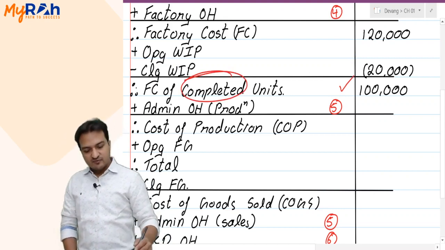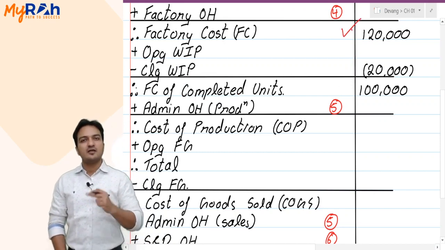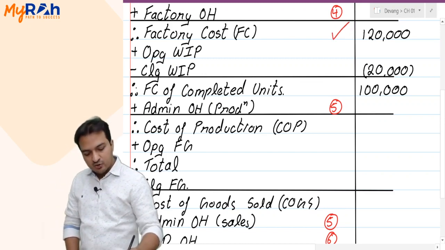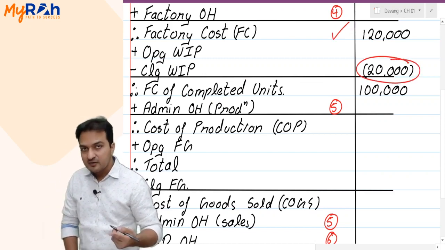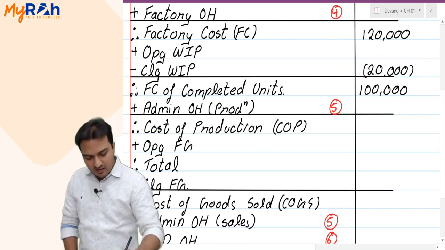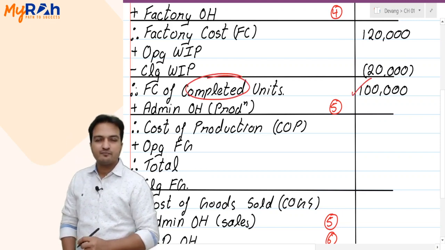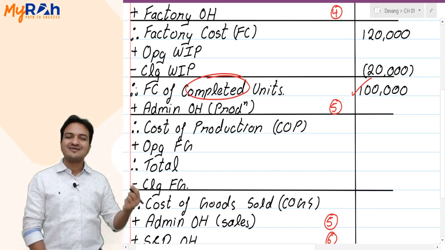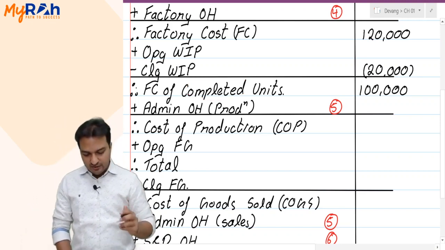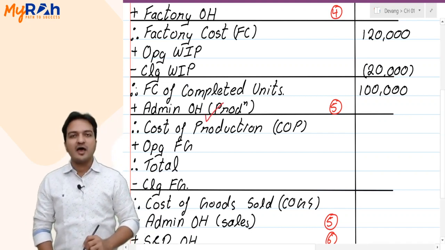I repeat, from this factory cost 1,20,000, 1,20,000 is the cost incurred in my factory. But out of the total cost that I have spent, 20,000 I had spent on units which remained incomplete. Remaining 1 lakh I have spent on the units which were completed. That 1 lakh is called my factory cost of completed units. Done? Okay. Now on that factory cost of completed units, I will now add admin overheads.